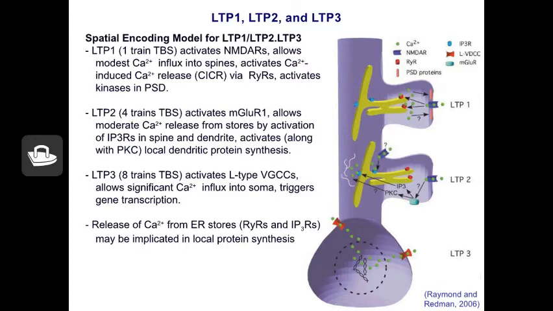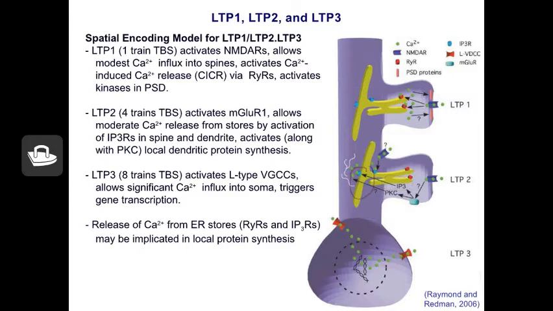Then LTP2, which of course is 4 trains of theta burst stimulation, activates mGluR1 receptors to allow moderate calcium release from stores by activation of inositol triphosphate receptors both in the spine and in the dendrite. They propose that this, along with protein kinase C, activates local dendritic protein synthesis.